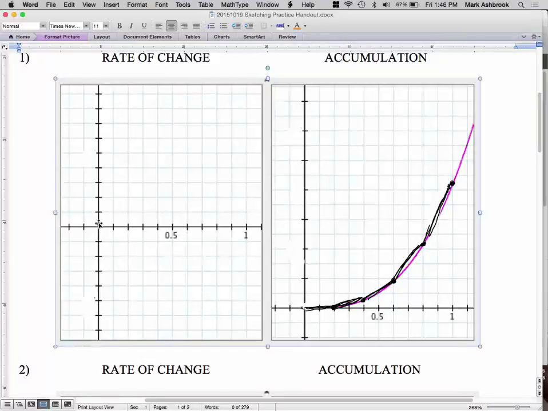So maybe the first one's like this, and then the next one is a little bit greater than that. We don't have any scale on this y-axis. This could be in thousands, this could be in hundreds, this could be in tenths. Then the next one, so each one is positive and greater than the one before. So each constant rate is positive and greater than the previous. That's all we know.